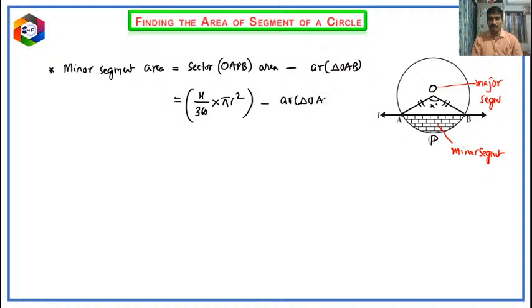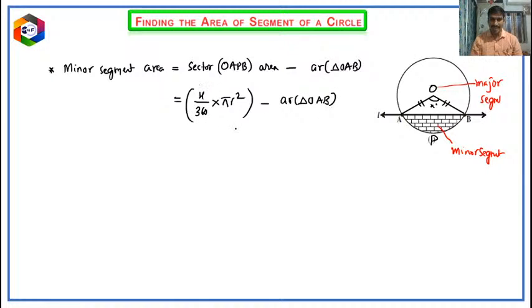Area of the triangle we can find by different methods. If you know the base and height, one method. If you know all three sides, one method. If it is a right angle triangle, one method. That's why I am not specifying the formula here, but the area of triangle OAB.